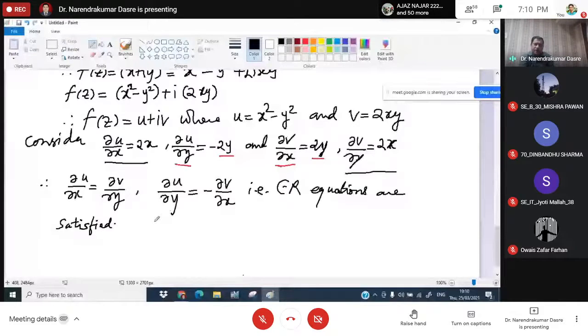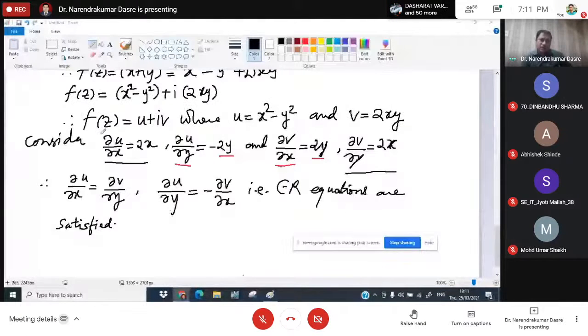So what do you find? Are they continuous? Yes, sir. So here if you see, ∂u/∂x is 2x, ∂u/∂y is 2y, ∂v/∂x is 2y, and ∂v/∂y is going to be 2x.